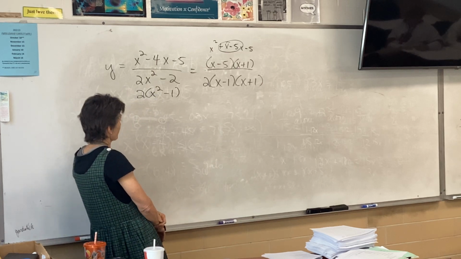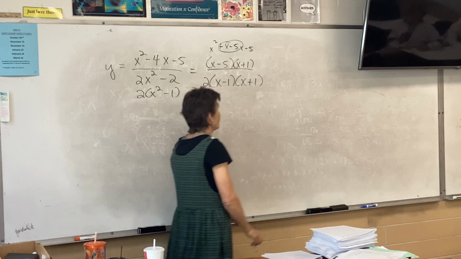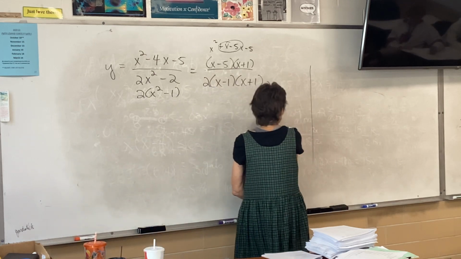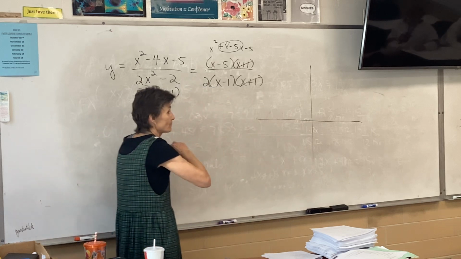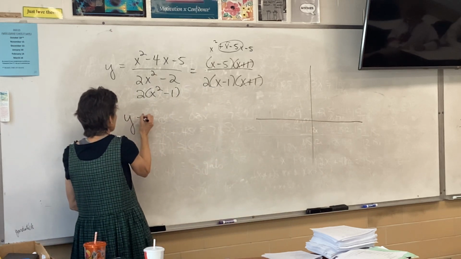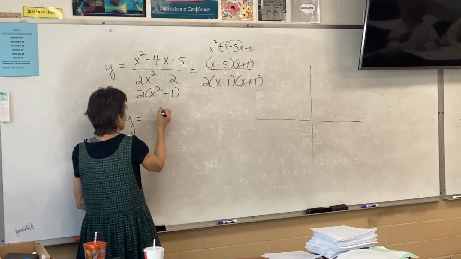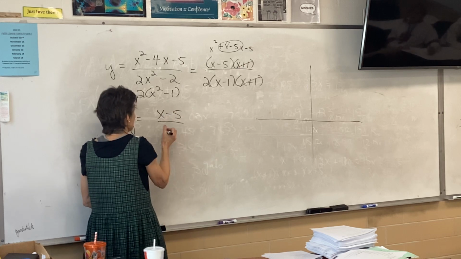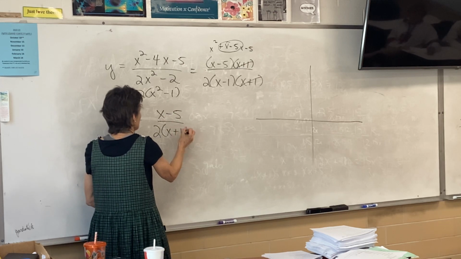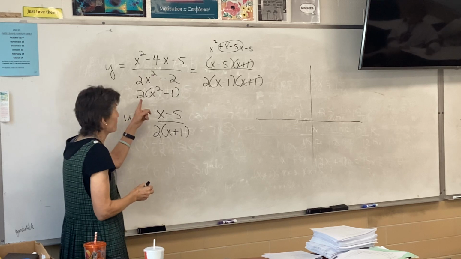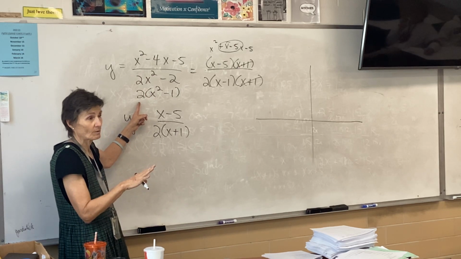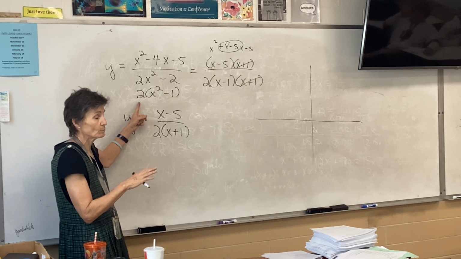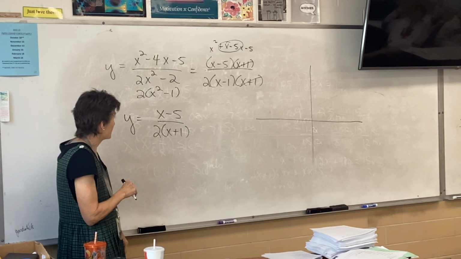What do you notice? Cancel. We're going to have a hole because we're going to be able to cancel, right? So I am going to actually be graphing x minus 5 over 2x plus 1. Remember, when you take out your GCF, you have to keep that number. Okay, don't ignore the 2.